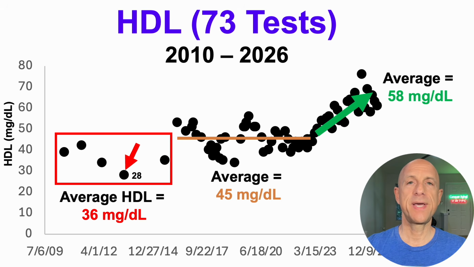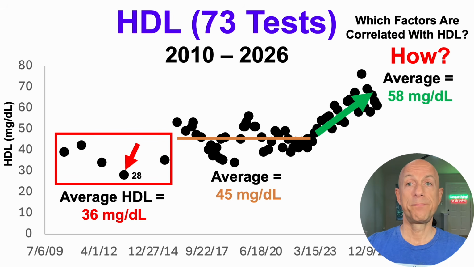That's my highest HDL ever, even going back to before when I wasn't tracking diet. But these data show that HDL is not stuck in the mud or genetically determined. You can increase it from a low of 28, which I had, up to 77. So then the big question is how? Which factors are correlated with HDL in my data?